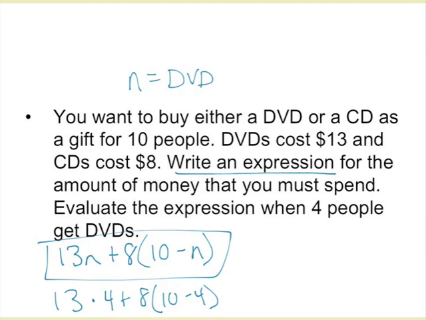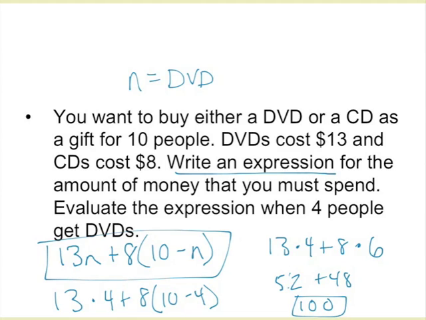Order of operations, we do our parentheses first. Then we do our multiplications, which gives 52 and 48, which is $100 even. All right? Questions?